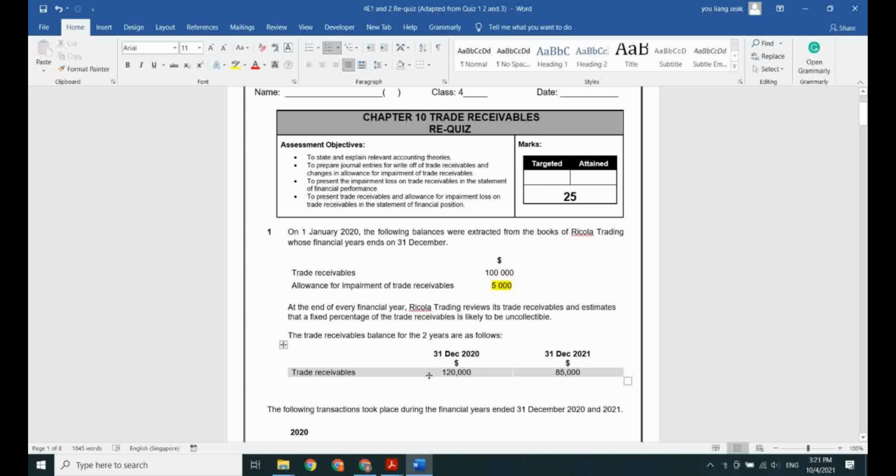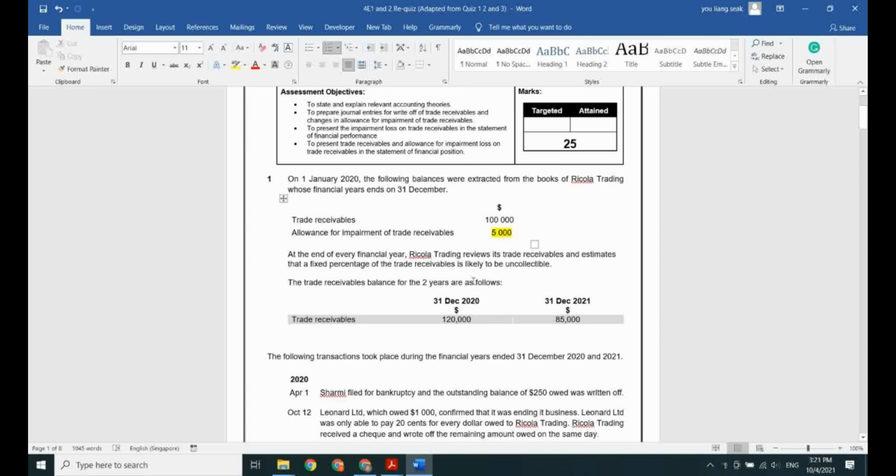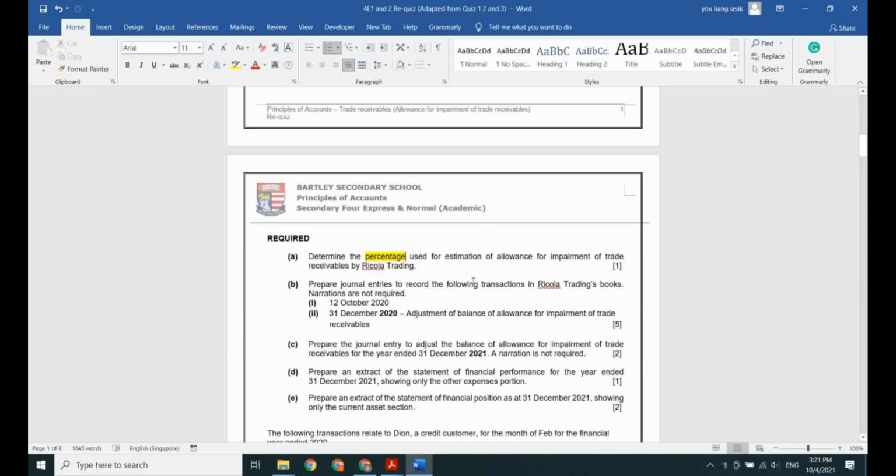Hello everyone, please get your worksheet for trade receivables decrease right now. We'll go through it part by part over here. So let us start off with the first question, 1A.